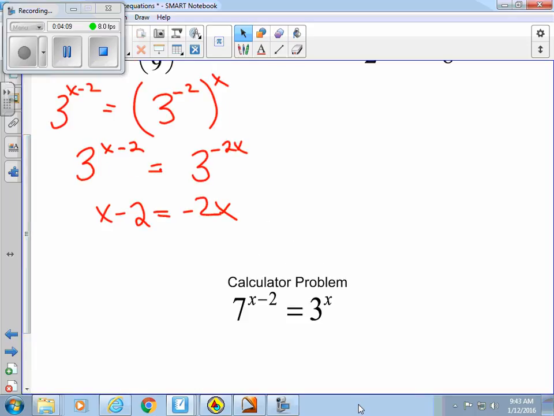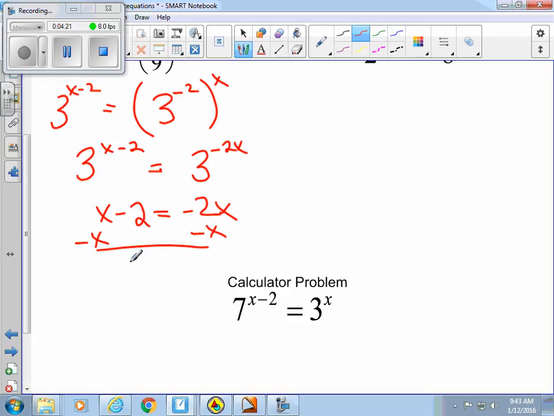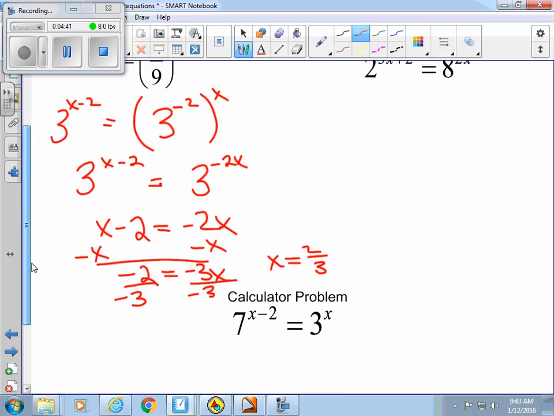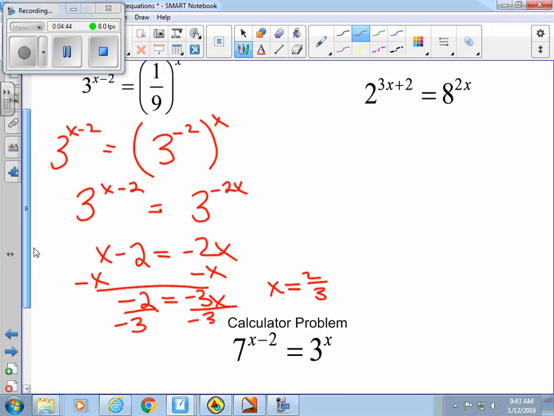Okay. Now, how do I solve this from here? Subtract x from both sides. And last step. Divide by which one? The negative 3. Good. And negative 2 divided by negative 3 is... And I could check that by typing x to the... I could type both sides of that equation in my calculator.